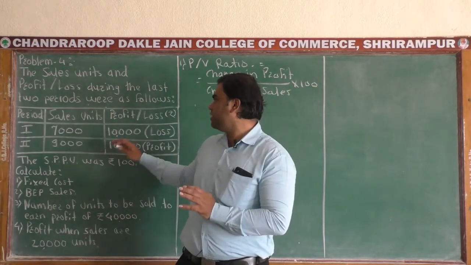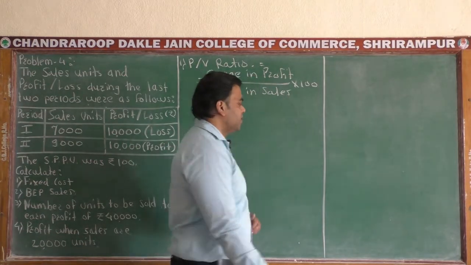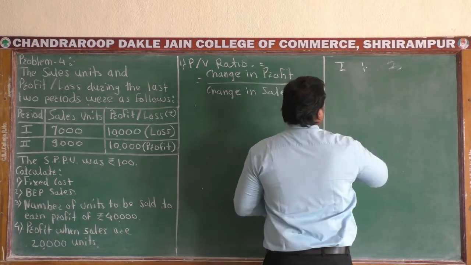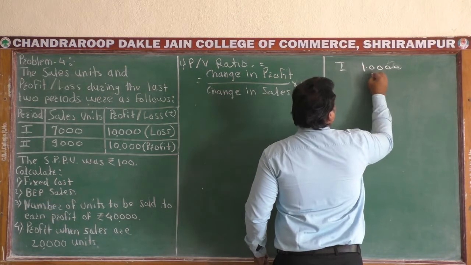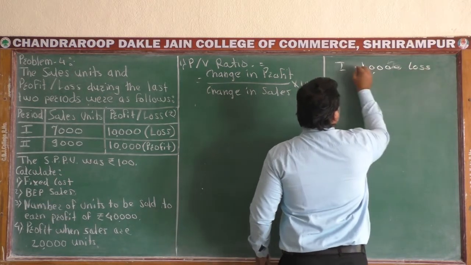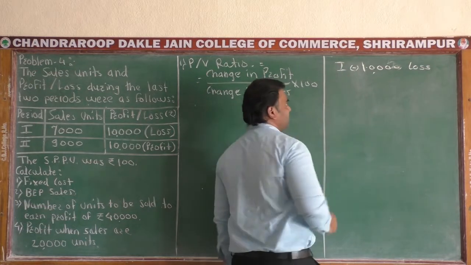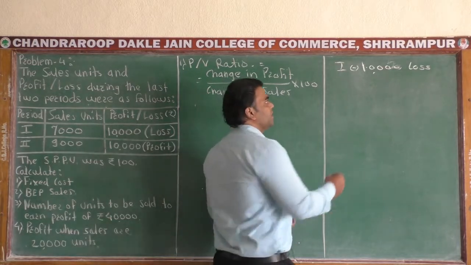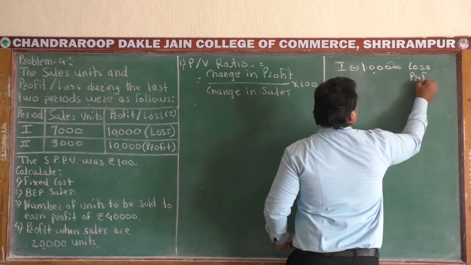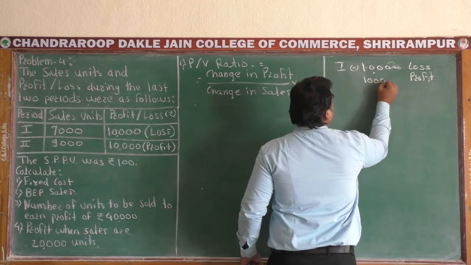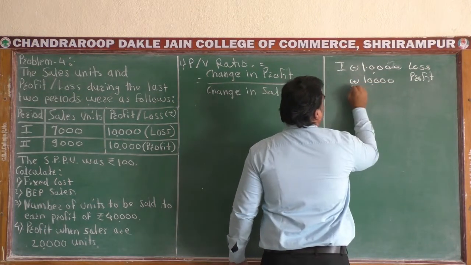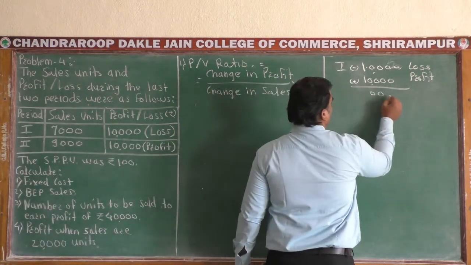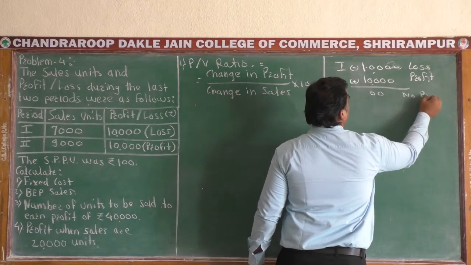So change in profit. How much is the change in profit? Now we are going to discuss. In first year, in period 1, there was a loss of rupees 10,000. Loss means negative figure or negative profit. So to recover this loss, we must have profit of rupees 10,000. So if we add profit of rupees 10,000, positive figure profit, then what will be the position? Position will be nil or 0.